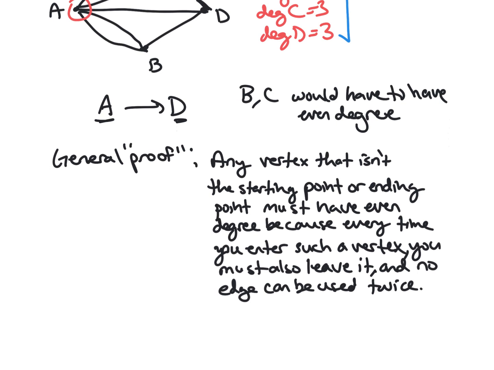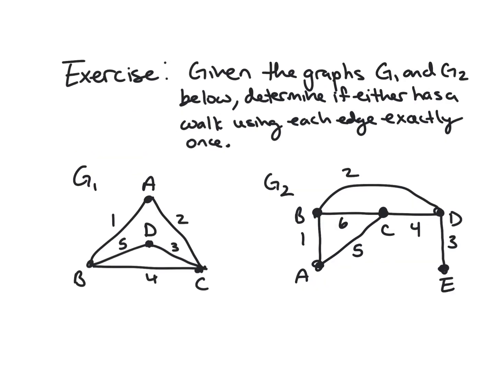I'll give you an exercise where you have to determine if it's possible to do such a walk on these two graphs. Given these two graphs here, call them G1 and G2, I want you to utilize what you've learned here to determine if either has a walk that uses each edge exactly once. You'll notice in both cases, you don't have all of the vertices odd, but think if you can use similar ideas to determine if it's going to be a yes or no here.